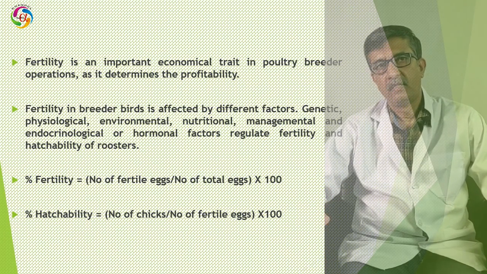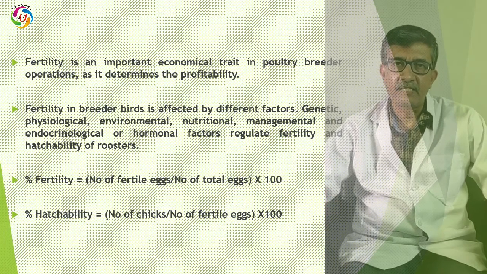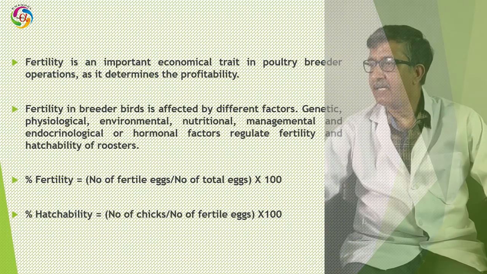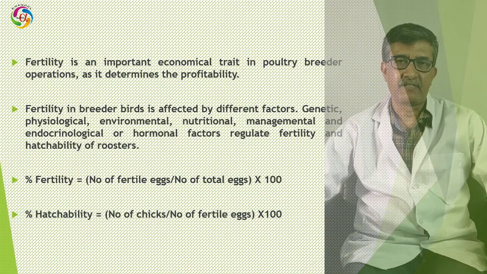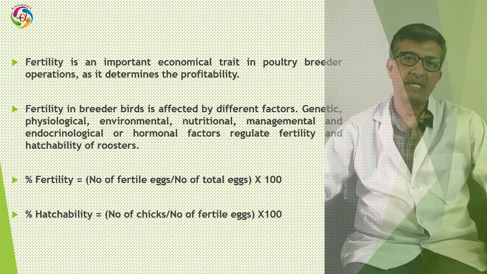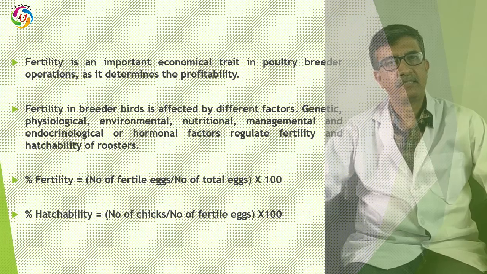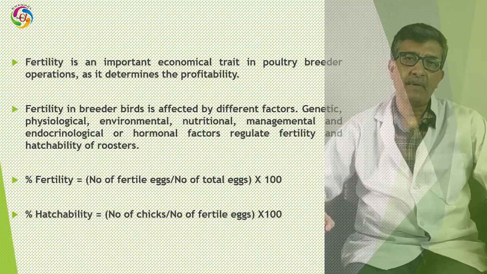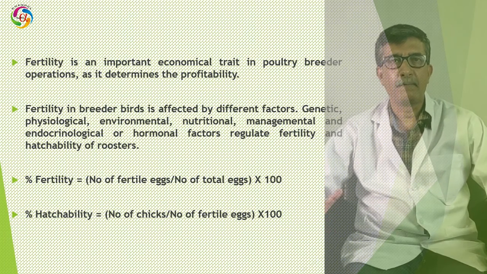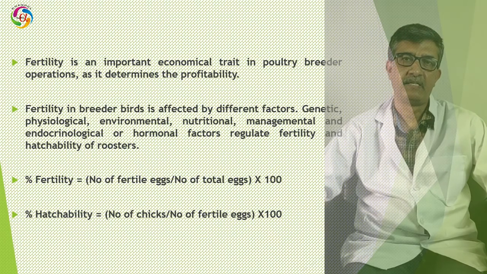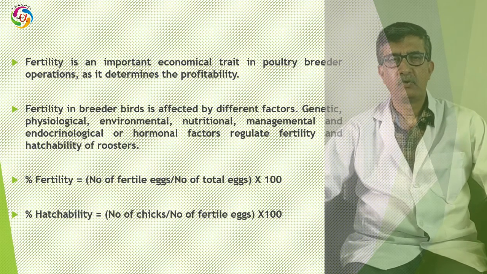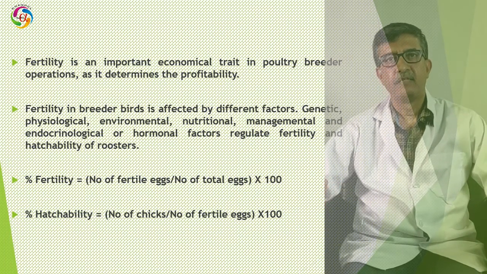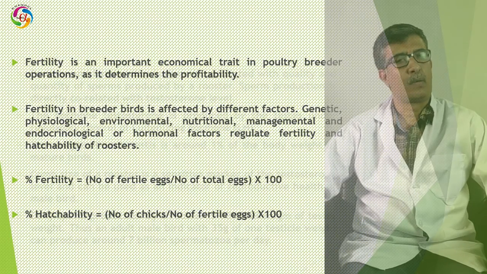All these regulate fertility and hatchability of adult roosters. In this lecture, we will define the terms fertility and hatchability. What is fertility and what is hatchability? Fertility is the number of fertile eggs divided by the number of total eggs into 100. That is called percent fertility. Whereas hatchability is the number of chicks divided by the number of fertile eggs into 100. This is called hatchability. Both fertility and hatchability determine the profitability of the breeder operations.